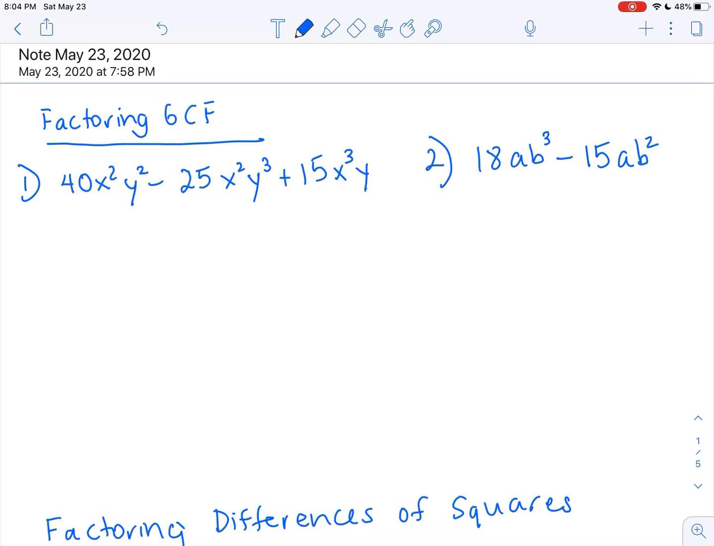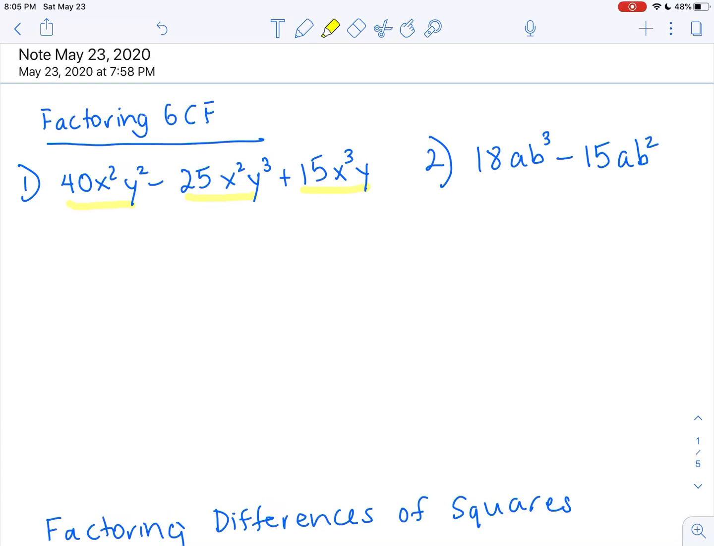Our factoring review will start with factoring GCF, which stands for greatest common factor. We're looking at each one of the terms. Terms are things separated by addition and subtraction, and determining what's the highest value that we can pull out in terms of the coefficients in front of each one of the terms, and then how many of each one of the variables we can also take out that's common.